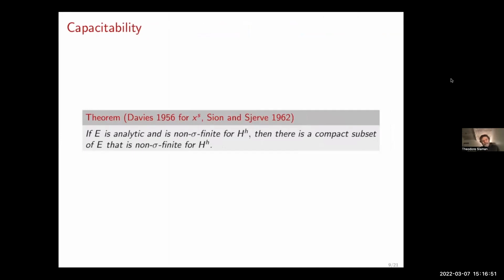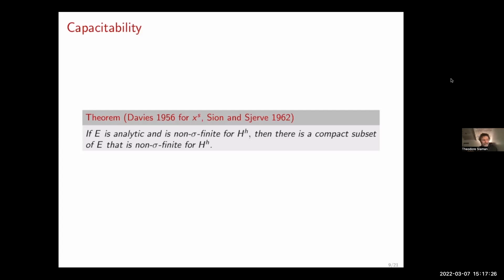Okay, so now, the classical theorem. If you have an analytic set and it's not sigma finite for the gauge function H, then there's a compact subset of that analytic set that is similarly not sigma finite for H. So this is what's called a capacitability theorem. The non-sigma finiteness of an analytic set is supported by a compact subset of that analytic set.